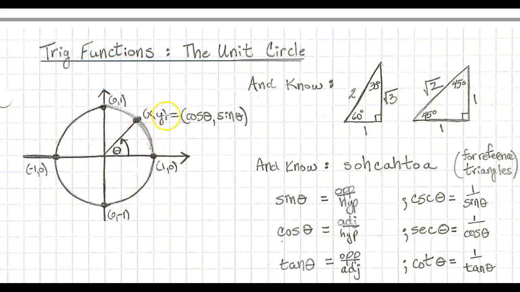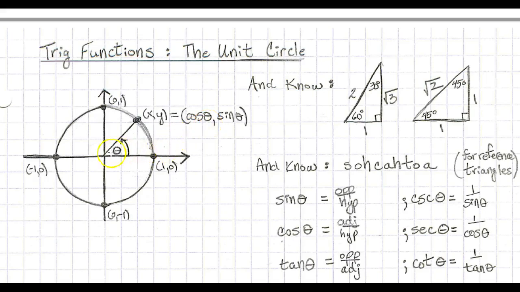Every point on the unit circle, which has coordinates (x, y), is actually (cosine of theta, sine of theta). So the x coordinate is cosine theta, the y coordinate is sine theta, and theta is the angle that is measured from the positive x-axis to that ray of the radius of the circle. Okay, so that's your angle. x would be the cosine of that angle, y would be the sine of that angle. That's how the trigonometric functions are defined.